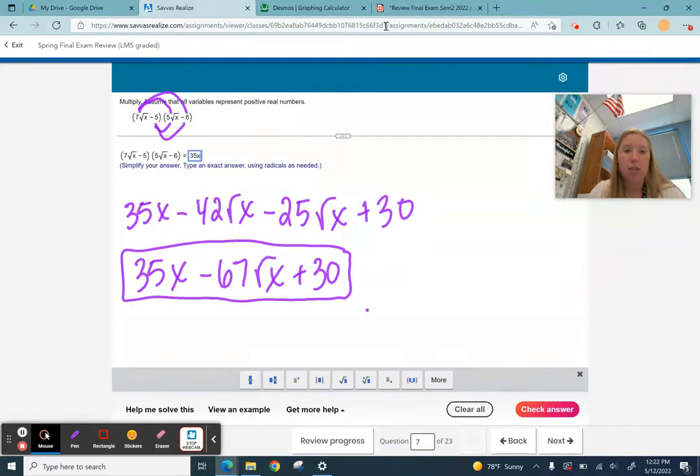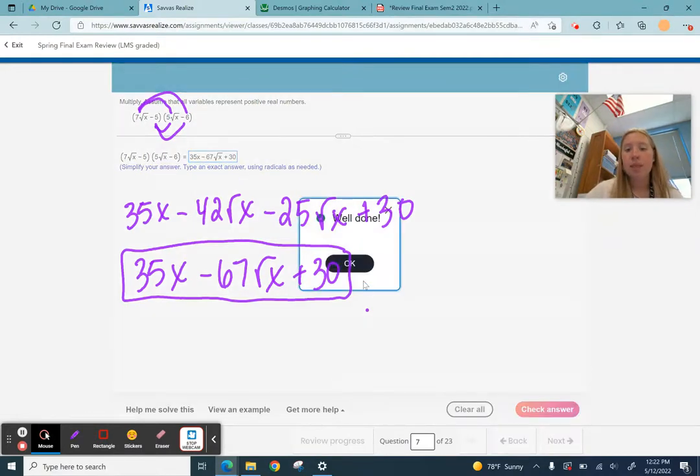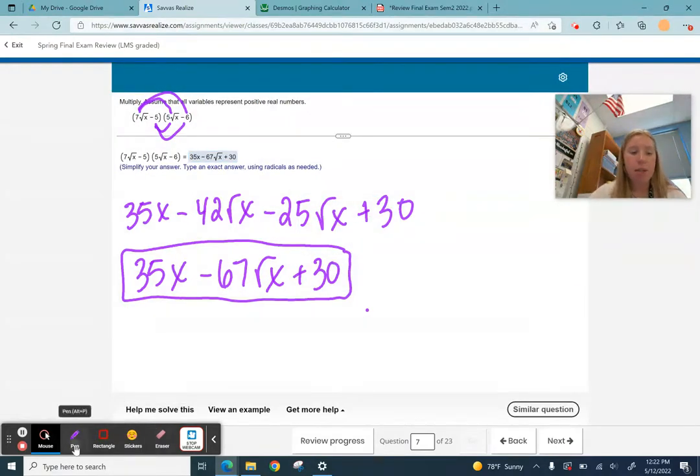Kind of long. Plus 30. Awesome. Moving right along.